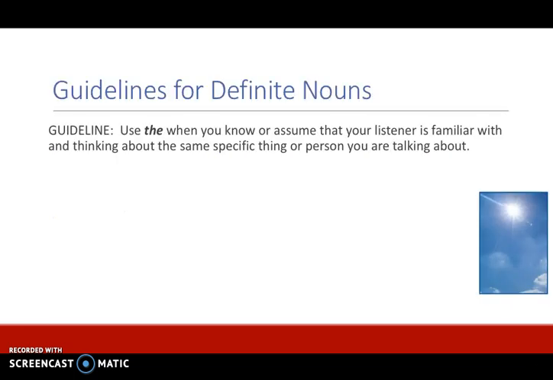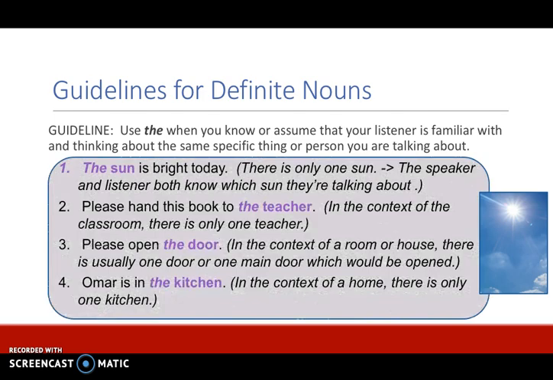Here's a guideline for definite nouns. Use the when you know or assume that your listener is familiar with and thinking about the same specific thing or person you are talking about. So do you and your listener both know which noun you're referring to? Here are some examples. Number 1, the sun is bright today. There is only one sun, so the speaker and listener both know which sun they're talking about.